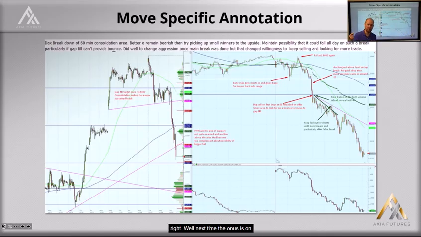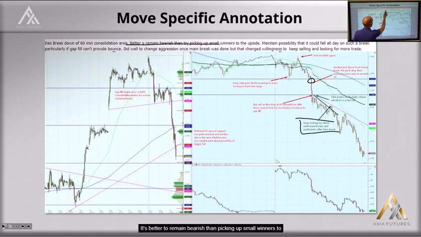It allows you to then think, right, well, next time, the onus is on me getting in here and being aware of the potential for this. Because the hardest thing to do in here, and part of the write-up that I put on this, is keep looking for shorts until the trend breaks, and particularly after a false break. It's better to remain bearish than picking up small winners to the upside.